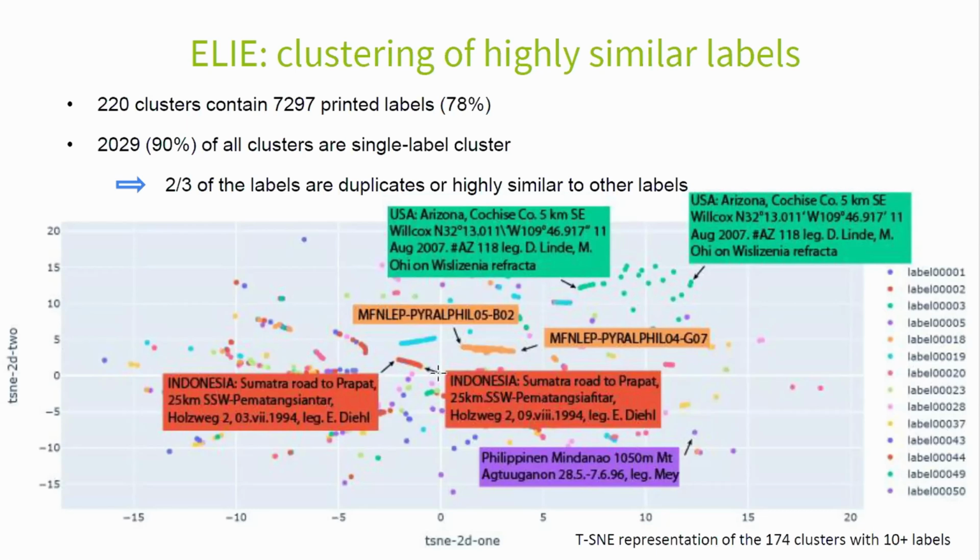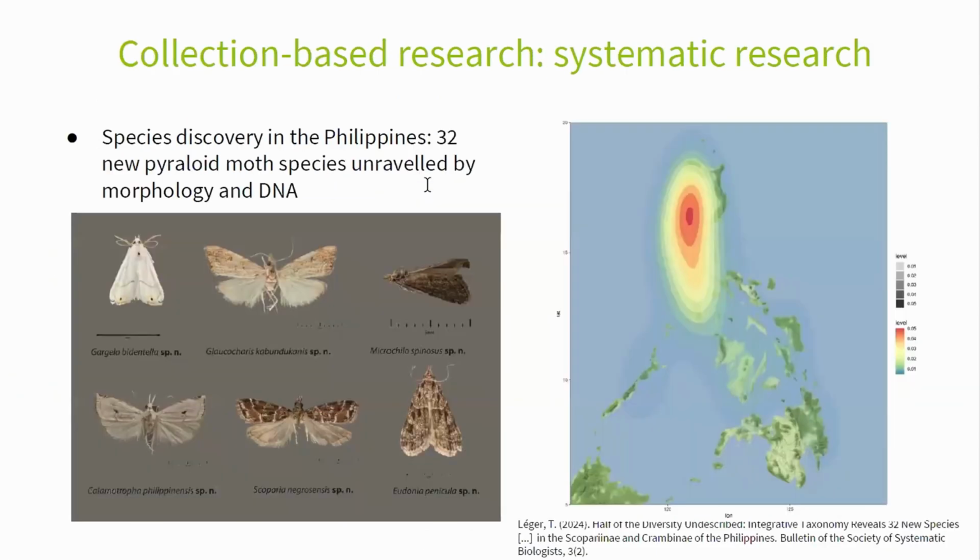First, I'll start with systematic research. Collections serve as a base to describe the diversity out there. To discover new species, for instance, necessarily you need to go on the field on expeditions. And here, while sitting in Berlin, I investigated the material we had from the Philippines. This way I could highlight that of the 64 species we had, 32 were actually new. So half of them were new and undescribed.